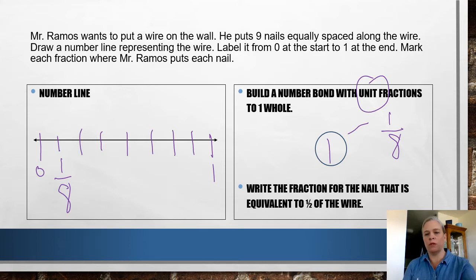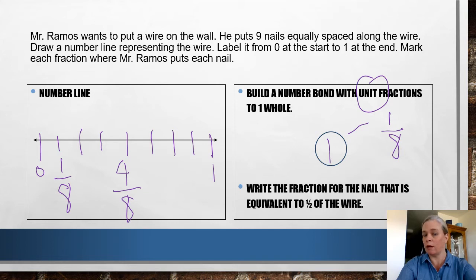The next part is, what is the fraction that represents 1/2 of the wire? So what is the point? Which nail is on the point that would be 1/2 of the wire? So maybe down in here, I'm going to write, I know we've spent a lot of time talking about equivalent fractions to a half, and one of the ways that we can see that is that the numerator is 4 parts, the denominator, the types of parts, is 8, and we know that 4 out of 8 would be half of that.